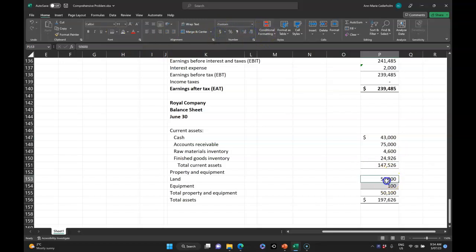Now, if I was given an opening balance sheet, then all I would need to do with the equipment is take my equipment balance, net book value, at the beginning of the year. Then I would add in any of my purchases, and then I would subtract out my depreciation. And then that would give me my ending equipment at the end of the year. But what I'm going to do is I'm just going to work backwards and plug this number because I do have the equity amounts.